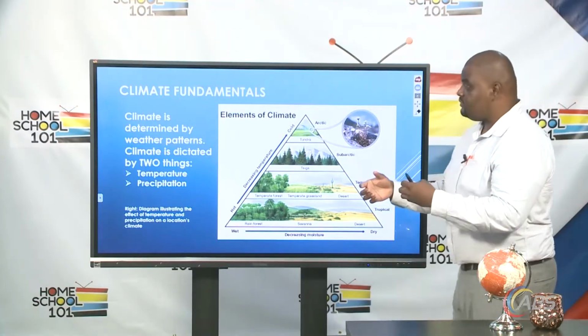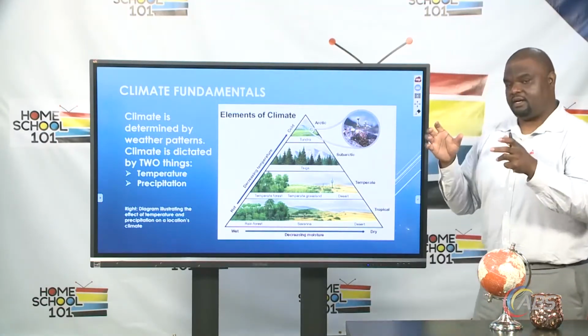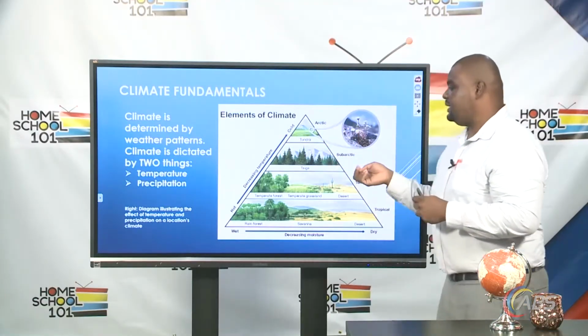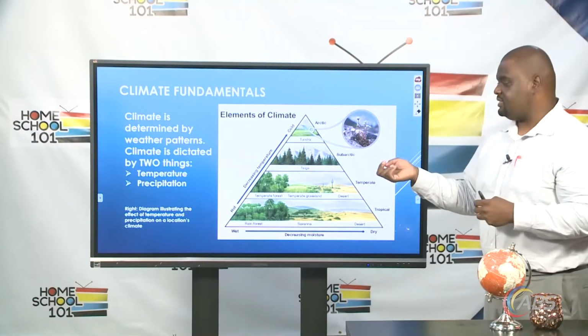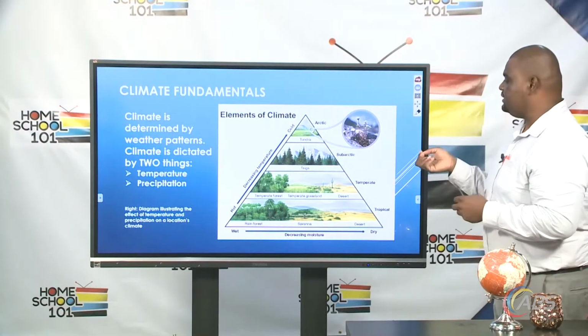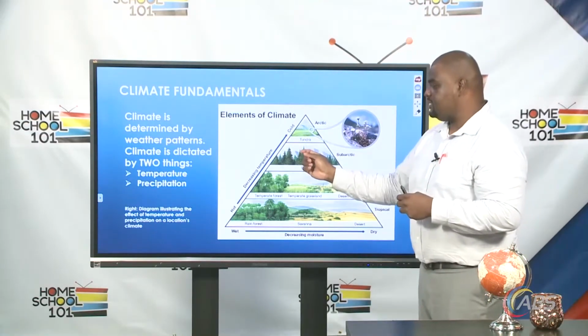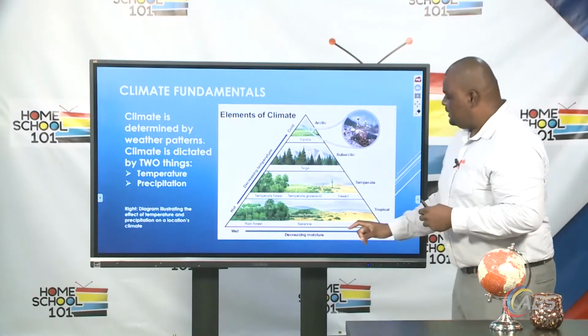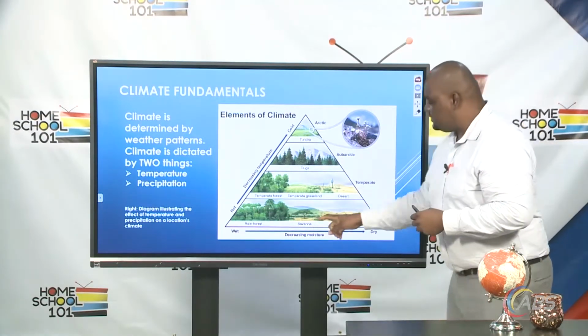We've looked at the elements of weather, and now we're talking about influences on climate. So climate is determined by weather patterns, which in turn are dictated by two things specifically: temperature and precipitation. So let's look at this diagram here. All right, so we're looking at the torrid zone first of all.